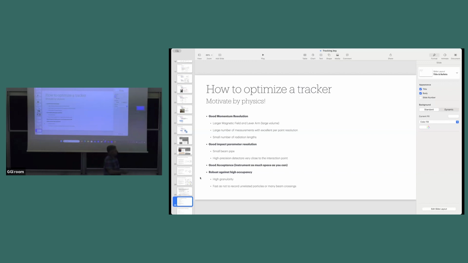You would want to have good acceptance, basically instrument as much space as you can in order to see the particles, and not have giant holes in the detector. You need some; there is going to be a transition region between the barrel-like detectors and the end cap-like detectors. You need space for readout and cooling, and the beam pipe, of course. And you'd like it to be robust against high occupancy, that is, highly granular, basically as small as you can make those individual measurements. And you want it to be fast so as not to record unrelated particles, not ones from many beam crossings.